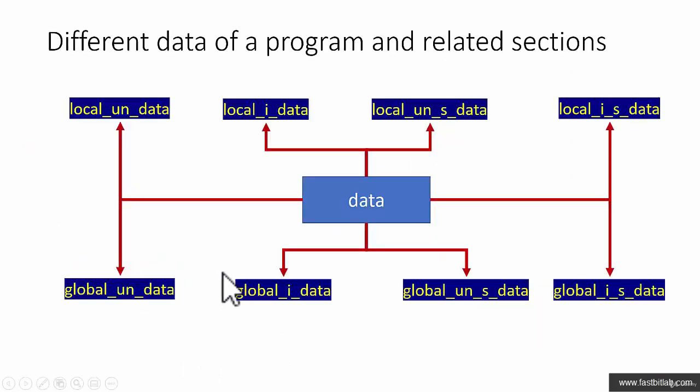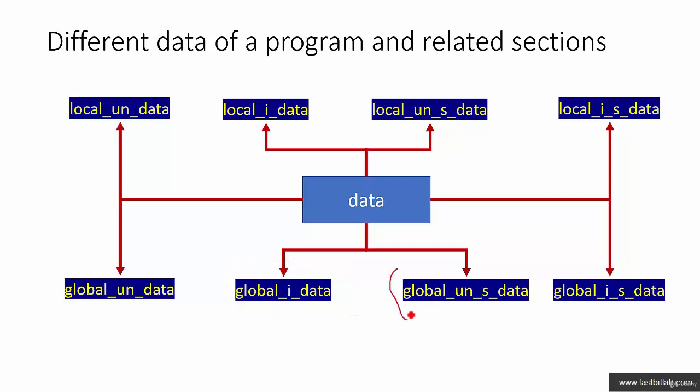Let's go further. How about global initialized data? Global initialized data, yes, it carries some important information. It's initialized. That's the reason why it should be stored in the data section. It should be stored permanently in the ROM because that's the important data.